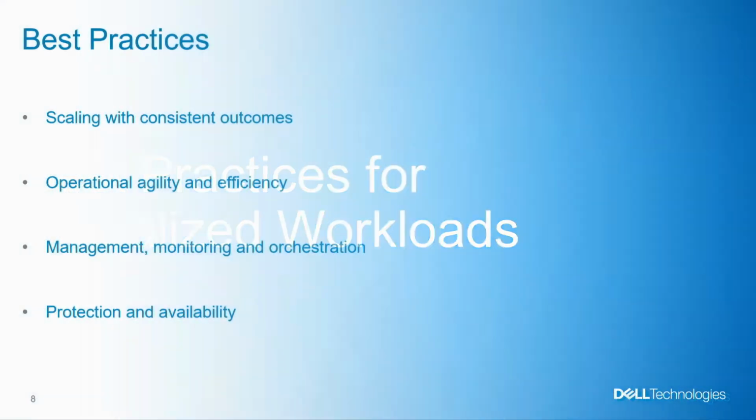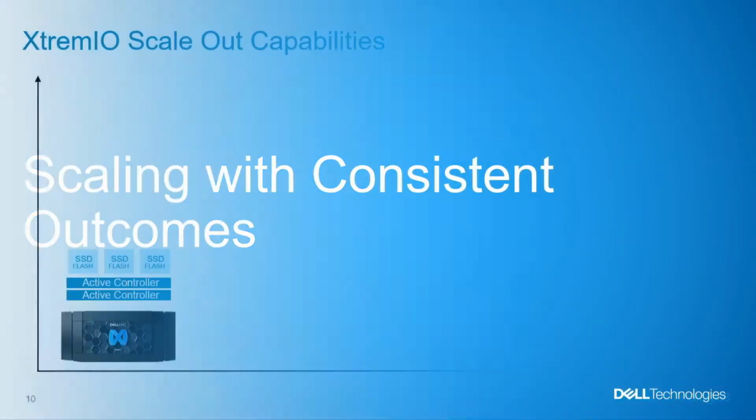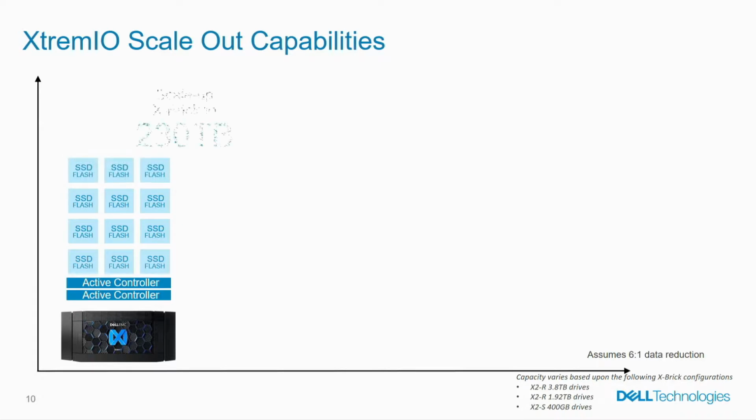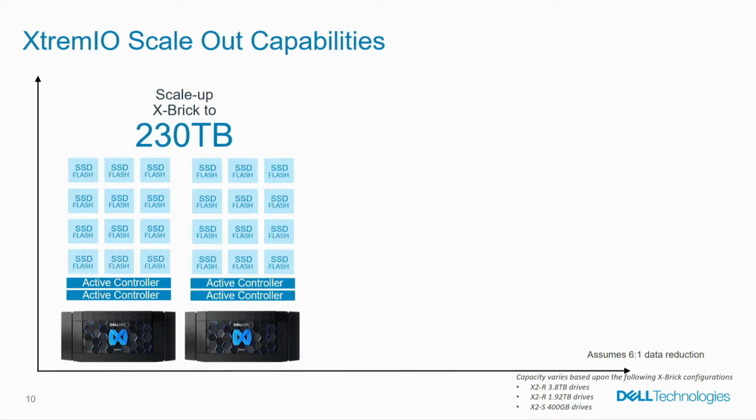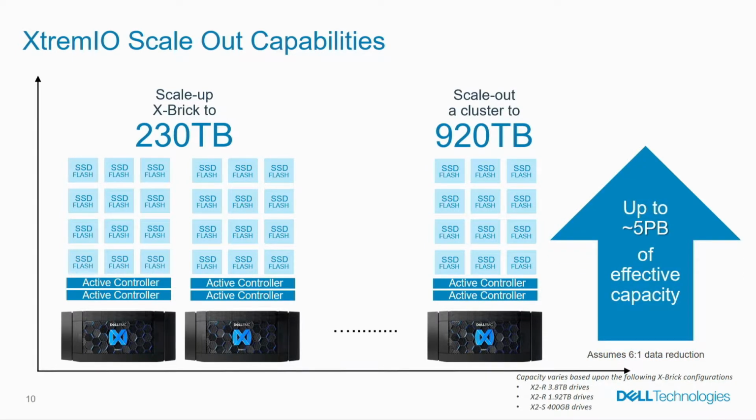Okay, so let's start. Scaling with consistent outcomes. As I mentioned before, XtremIO has a dual active storage controller architecture, which is connected to a DAE. With XtremIO X2 6.1, we've announced the support for 3.8 terabyte drives. So with a single brick, you can have up to 72 drives, and up to 230 terabytes of raw capacity for a single brick.